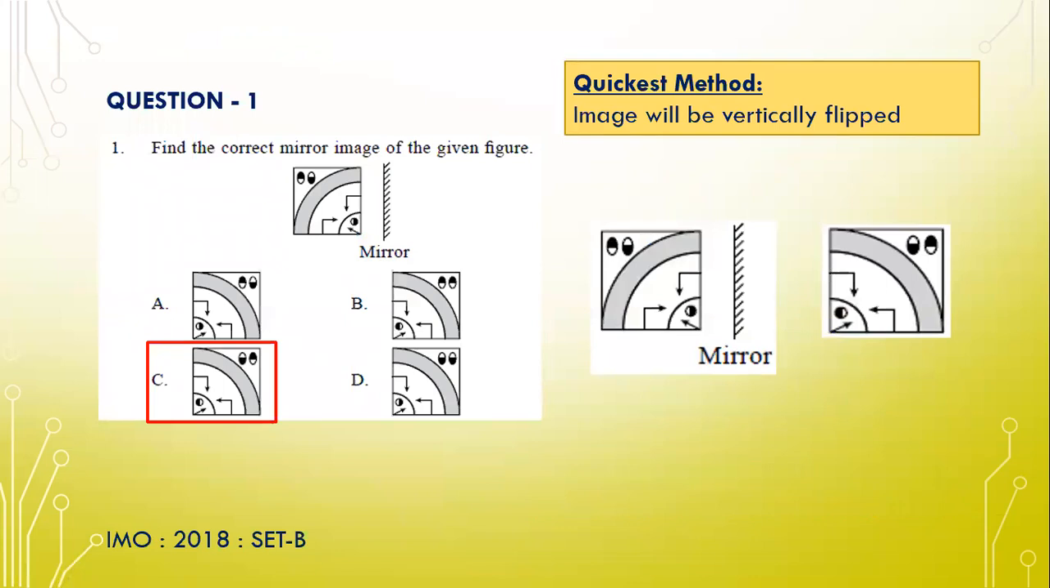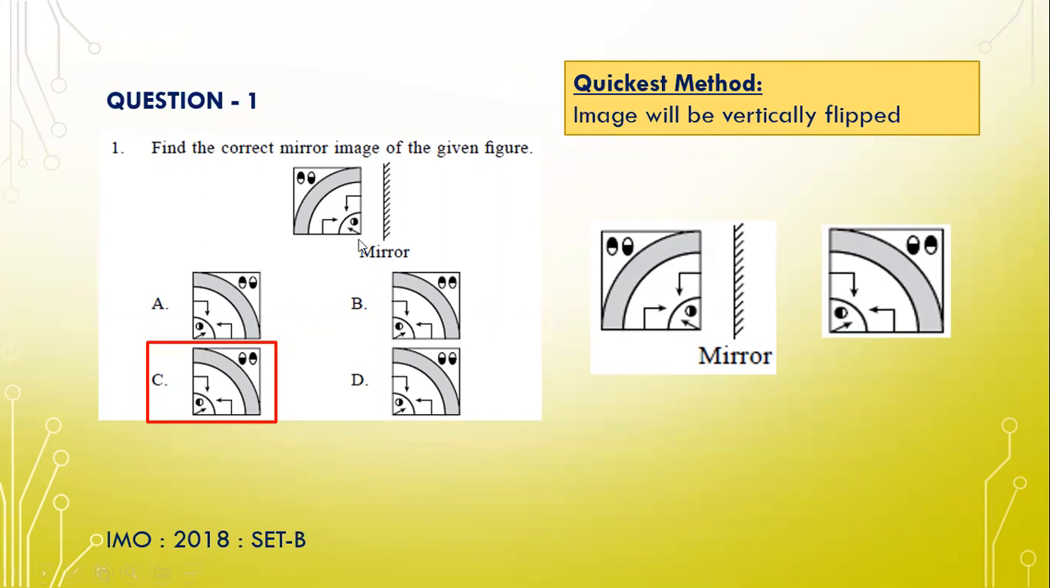Find the correct mirror image of the given figure. Okay, so here is the figure and here is the mirror. And again, this is an easy question. So in a question paper, you first scan the question paper. If you find the question is easy, just solve it, and then you can move on to the difficult questions. Or if you find a question is too difficult, just mark the question and leave it, that you are going to resolve it later on, and then you can come back to the difficult question afterwards.